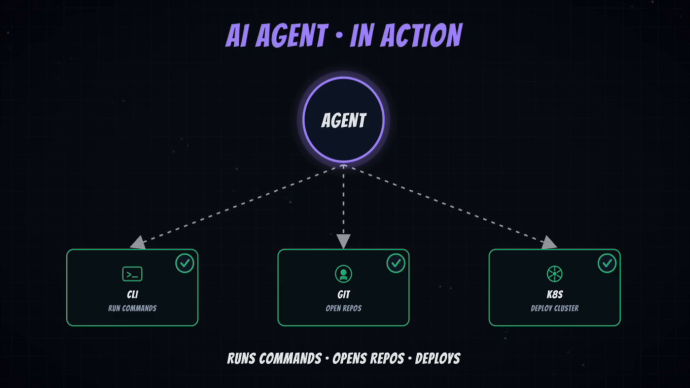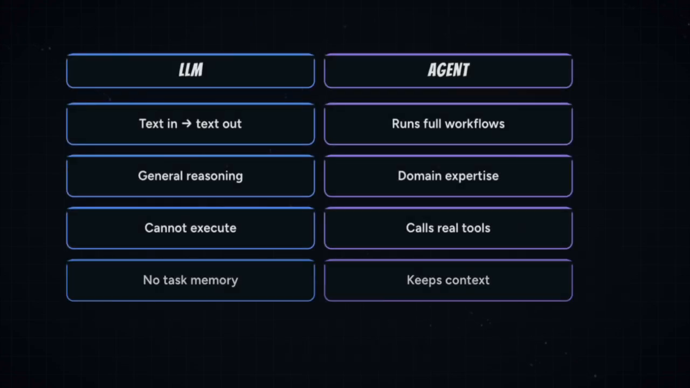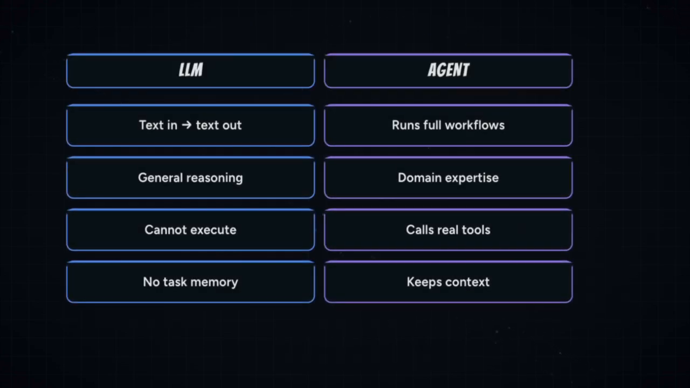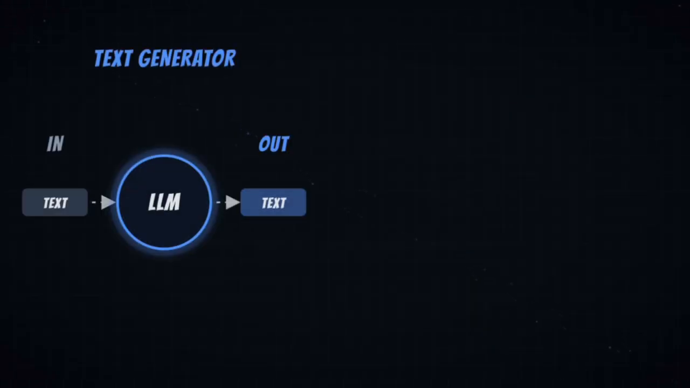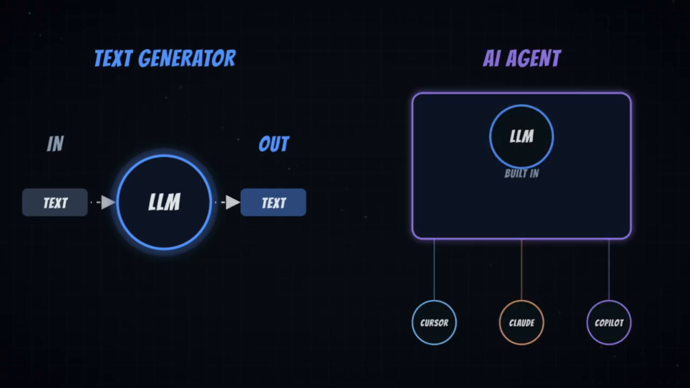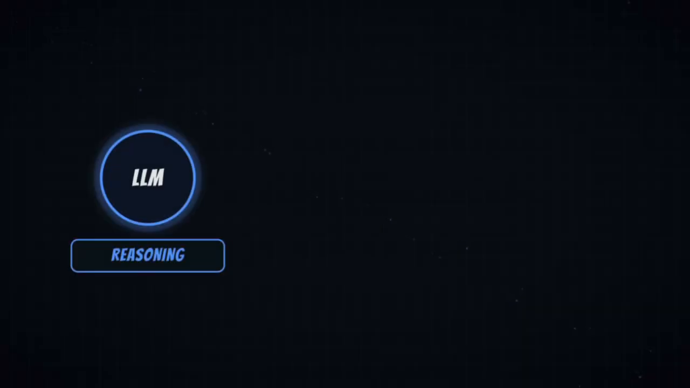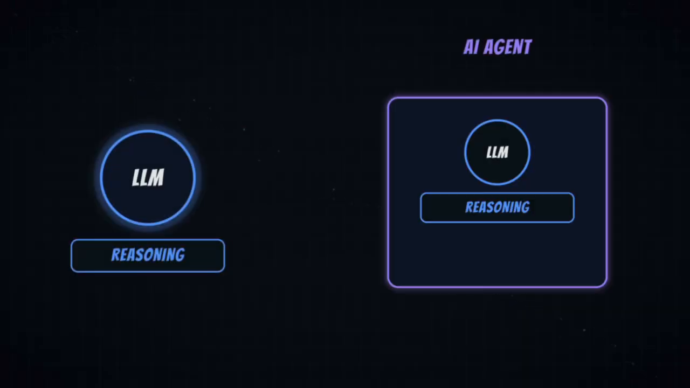Now, if we look at the differences between an LLM and an AI agent: an LLM is just a model and it is basically a text generator. It takes text as an input and gives text as the output. On the other hand, AI agents such as Cursor, Claude or Copilot have the LLM built in and they have many more capabilities. They can run workflows. An LLM can only do reasoning. An AI agent can also do reasoning because it has the LLM built in, right? But it can also execute some tasks very efficiently, right?